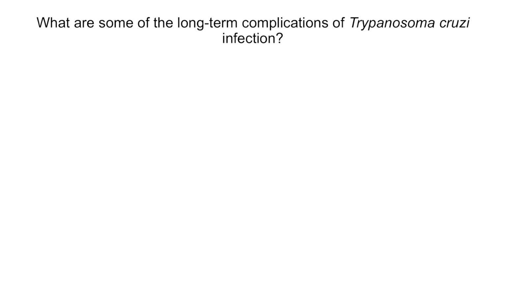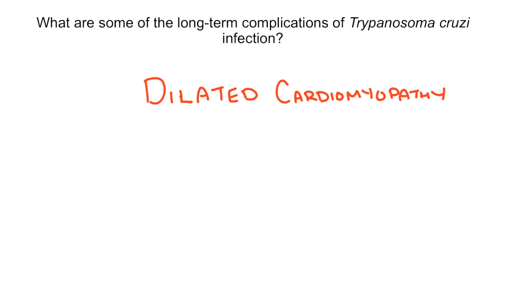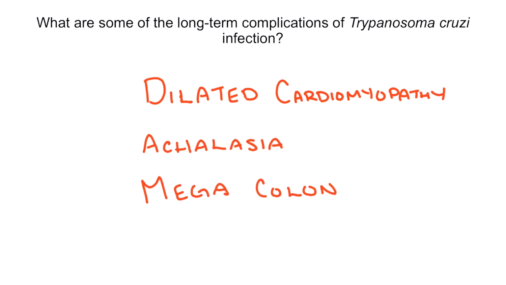So let's just wrap up with a quick small question. What are some of the long-term complications of Trypanosoma cruzi infection? So the answer is dilated cardiomyopathy, or the result of Auerbach's plexus being damaged in the GI tract. What does that cause? Achalasia and megacolon. And that concludes this section.